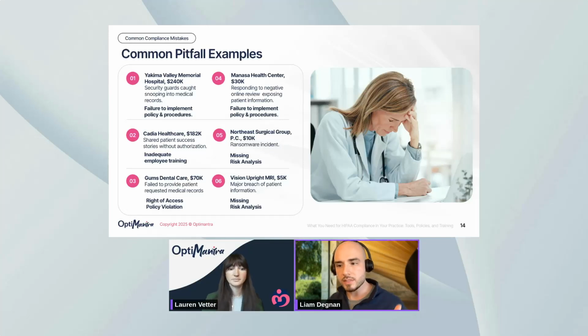But when you look at what these companies were actually fined for, in most of these cases, the fine was not levied because somebody made a mistake. The fine was levied because they couldn't prove that they had some component of an effective compliance program, meaning those security guards were caught snooping into medical records, but Yakima Valley couldn't prove that they had the right policies and procedures in place that would have governed and prohibited that behavior. Same thing with Manasseh, same thing with Cadia.